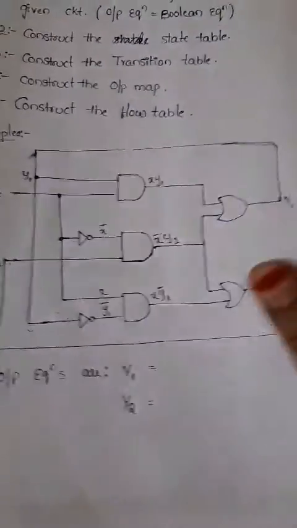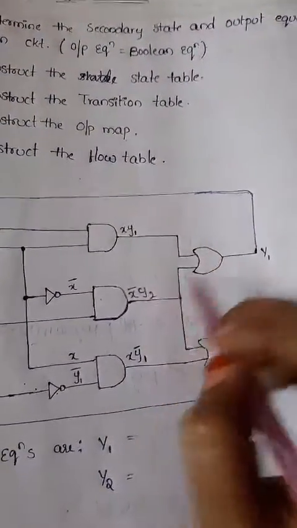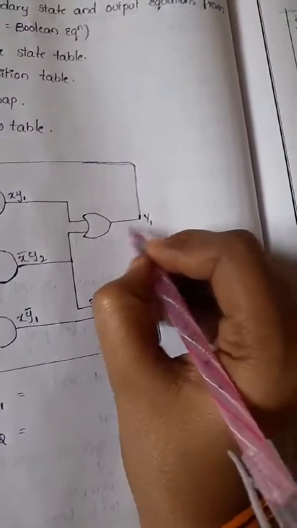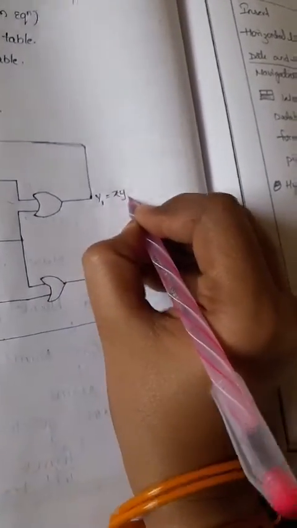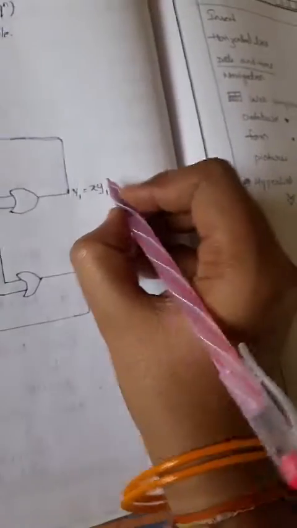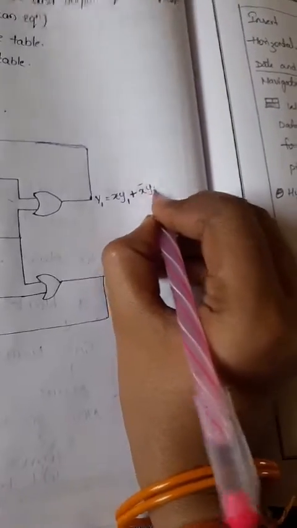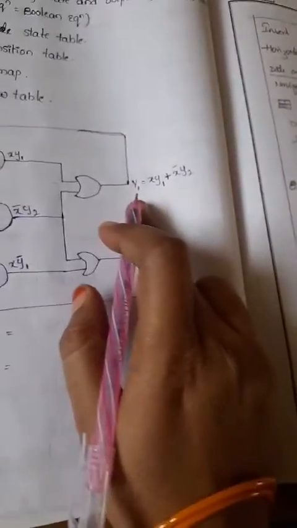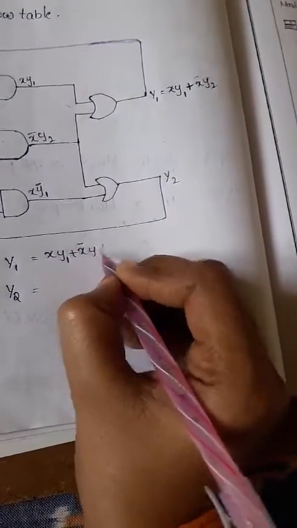Now we'll find the OR gate results. The first OR gate combines the first two AND gates. OR gate means the addition operation. The first input is x y1 and the second input is x complement y2, and in between we have the OR operation, which is addition. That is the final result for Y1. So the Y1 equation is x y1 plus x complement y2.